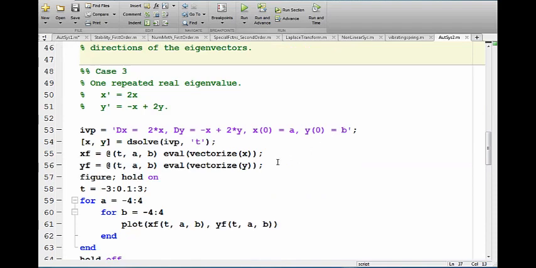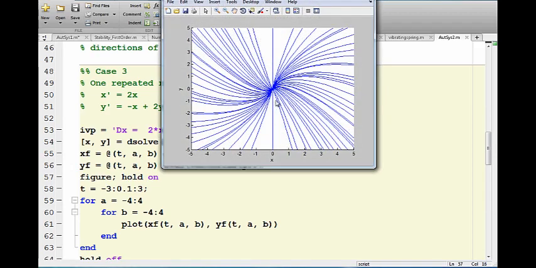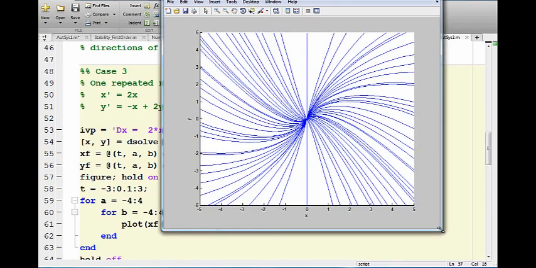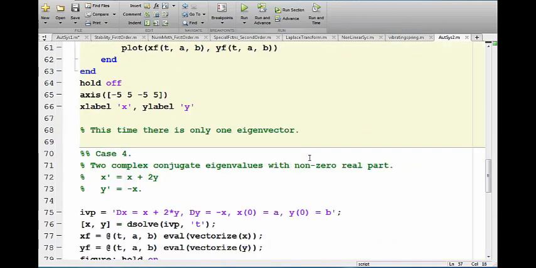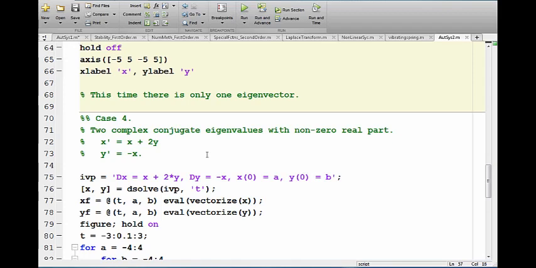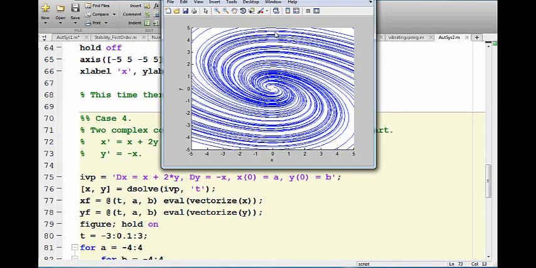One repeated real eigenvalue. That's where you have these kind of hook-shaped solution curves. Let's see. Here they are. And there's only one eigenvector this time. There are the solution curves. A little hard to see the hooks. Two more left. This is the case with two complex conjugate eigenvalues with non-zero real part. We should see spirals. Let's see. There they are.